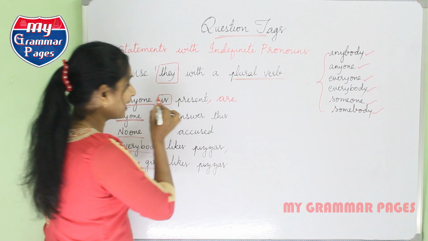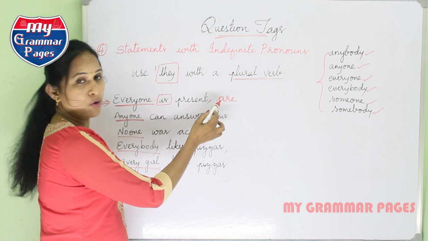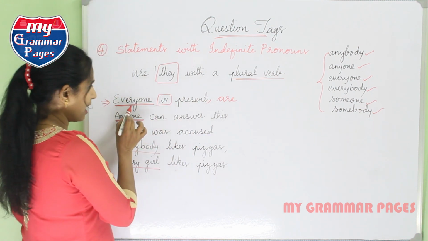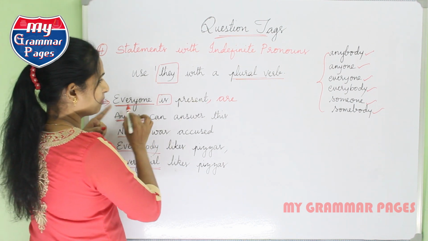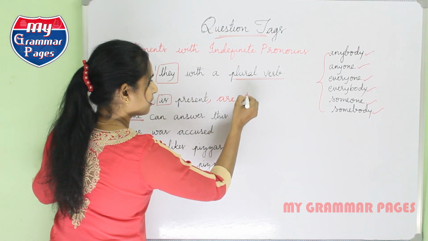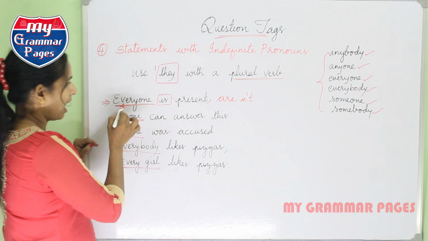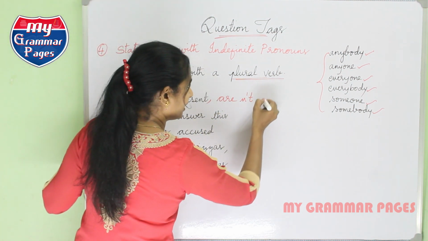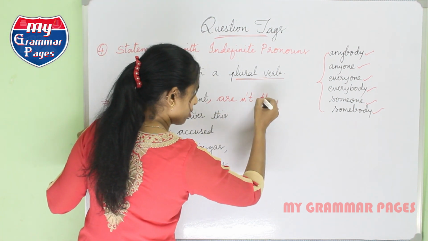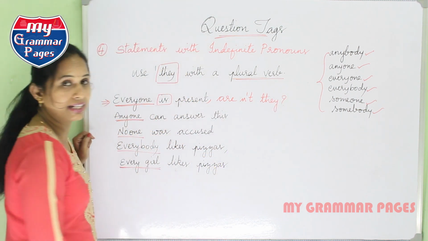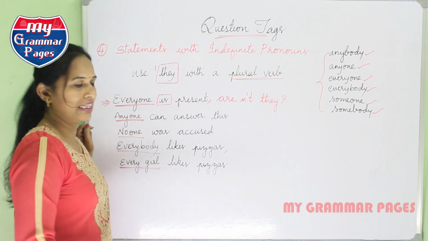As this is indicating the present tense, I am taking the plural form of the verb, that is are, and this is a positive statement, so I am making it negative, aren't, and we are using only the word they. We are not supposed to use any other word except the personal pronoun they.